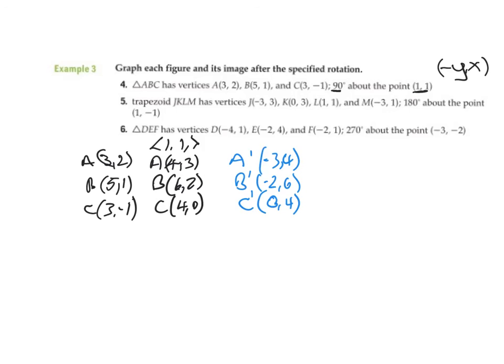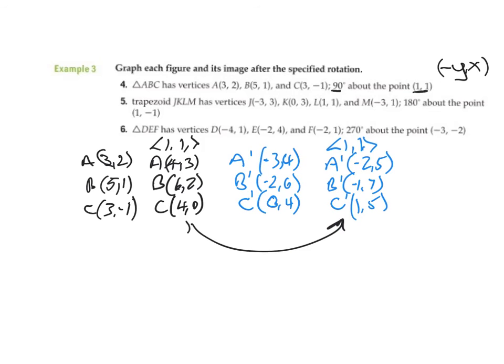Okay, so now what we've got to do, we've got to do the translation again. So we've still got to do our 1, 1 translation. Okay, so A dash now is going to go to, we're going to add 1 to both, so negative 2, 5. Okay, B dash is going to be negative 1, 7. And C dash is going to be 1, 5. Okay, and then which ones do you plot? These two guys. Okay, so they're the two that you have to plot. So we've done plotting. I'll let you do that one yourself.